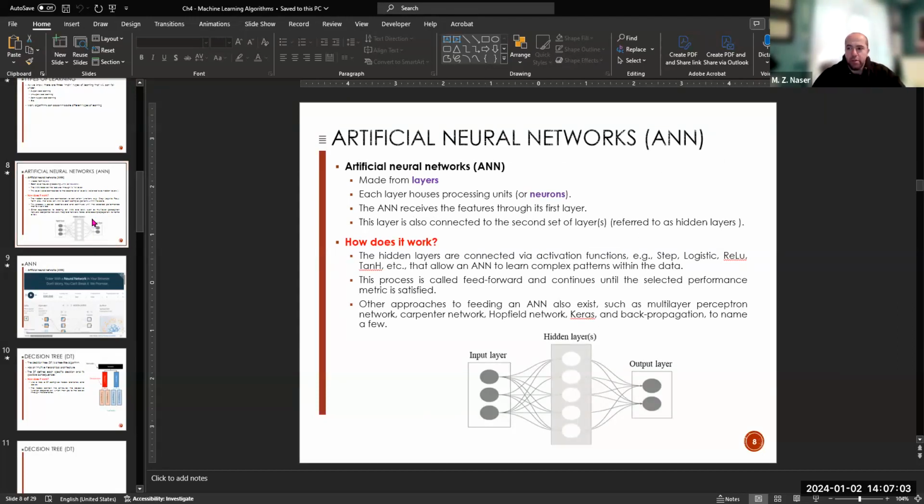So most of my discussion would be a description of how these algorithms work in general. We're not going to go too much into the math behind them.